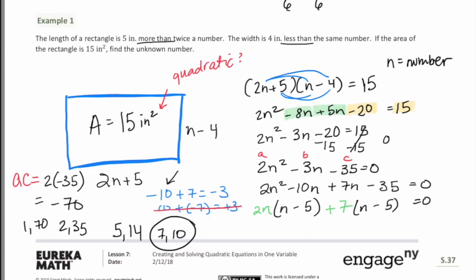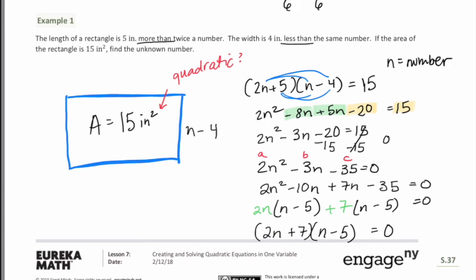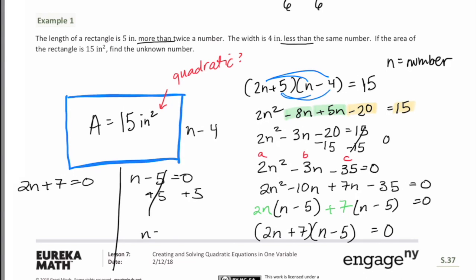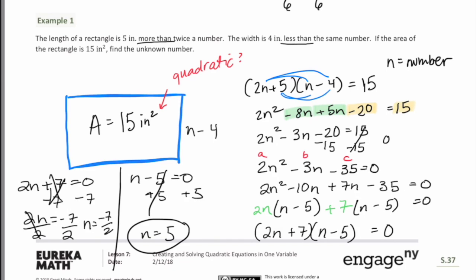2n and 7 are my greatest common factors. And then you notice that I have n minus 5. That's the same binomial in both terms. So I have my 2 binomials. Now I can go ahead and solve this quadratic equation. I find the first answer, n is 5. And I find my second answer, n is negative 7/2.